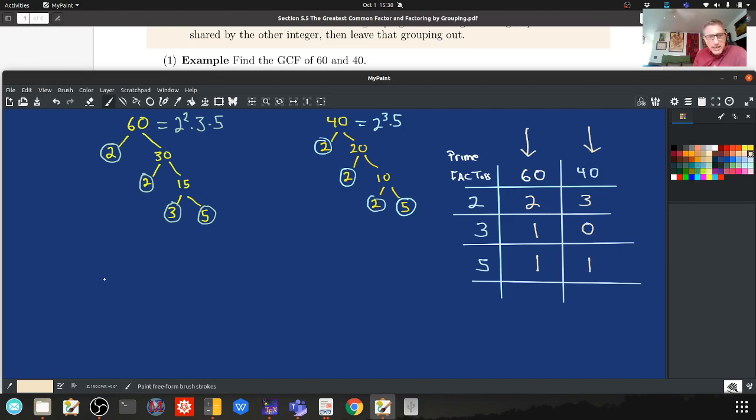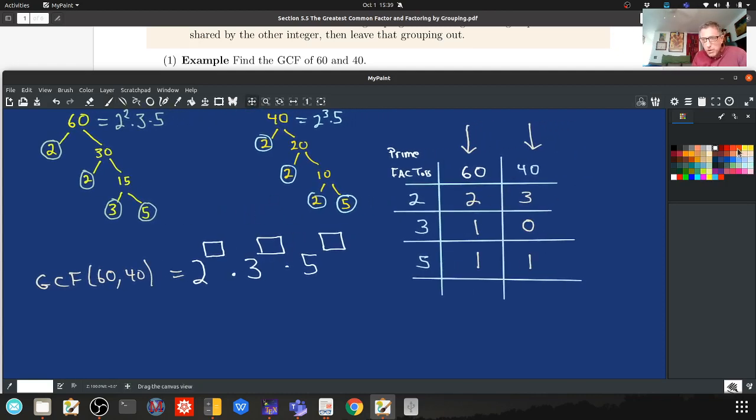So now you're ready to find the greatest common factor of 60 and 40. And that's going to be equal to each one of our prime factors raised to some power. So it's going to be 2 raised to some power times 3 raised to some power times 5 raised to some power. So really this table tells us what power we need to put in those boxes. So here is the answer.